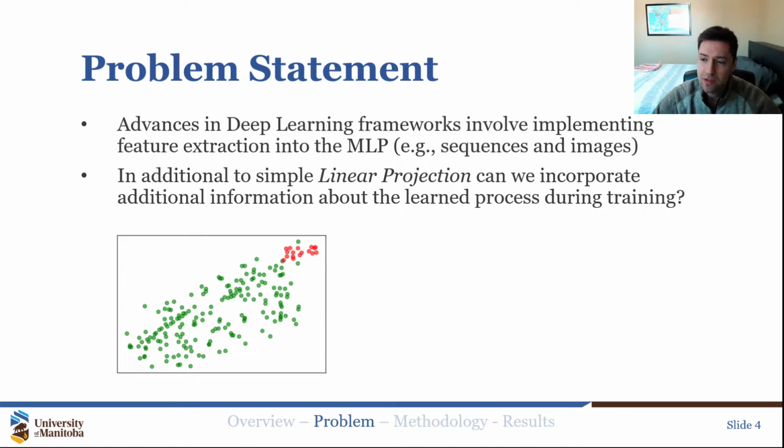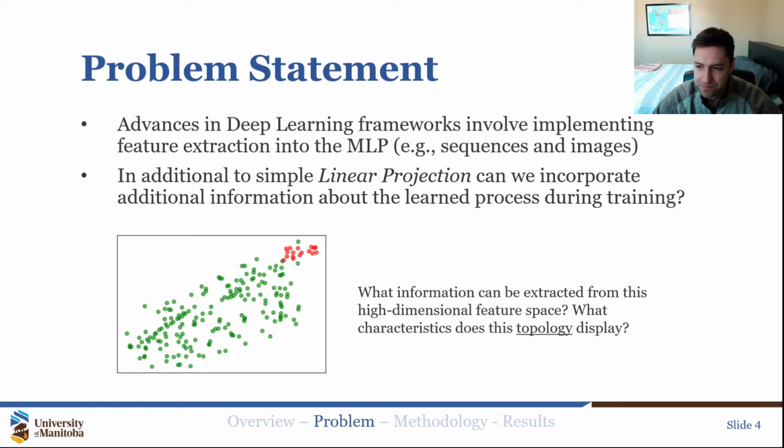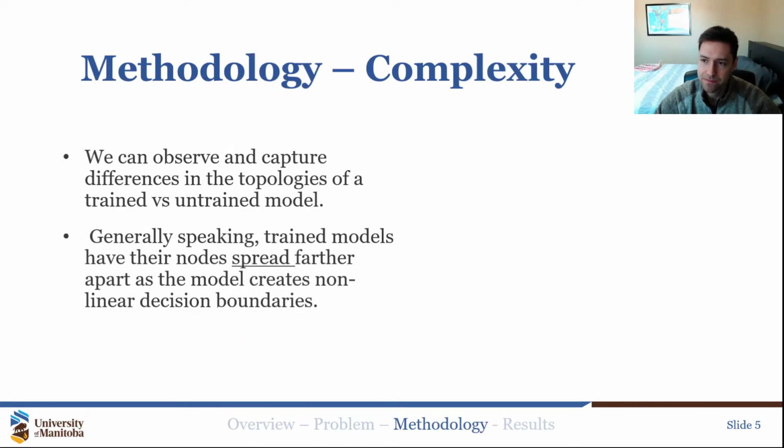In addition to simple linear projections, the question is, can we incorporate some other information about the learning process during training? Right? So here we have a plot of red and green dots. And when we propagate in the model, we're taking the linear combination of these points and propagating it through. And the question is, is there any other information that we can extract from this high dimensional feature space? In this example, it's just 2 dimensions for illustration. But if this was a 1,000 dimensional space, can we extract information about that? And the question is, what characteristics does this topology display? Because in a way, it is like a topology of points, just in higher dimensional feature space.